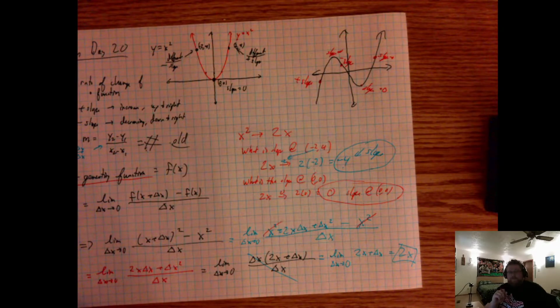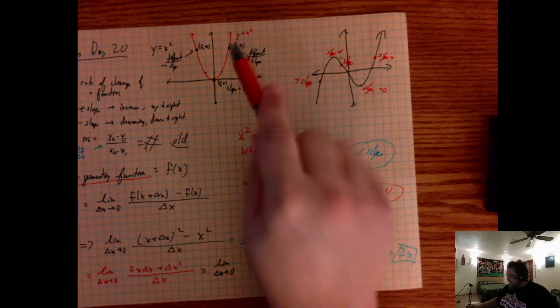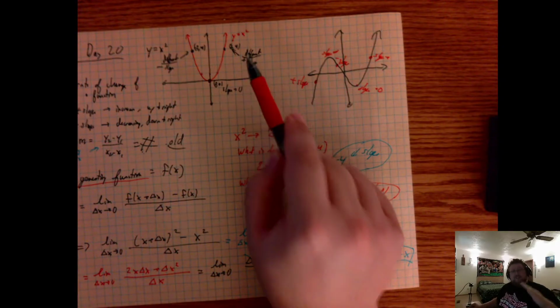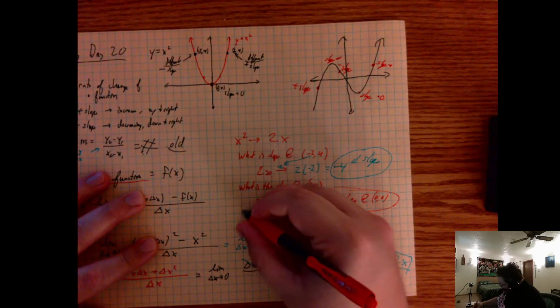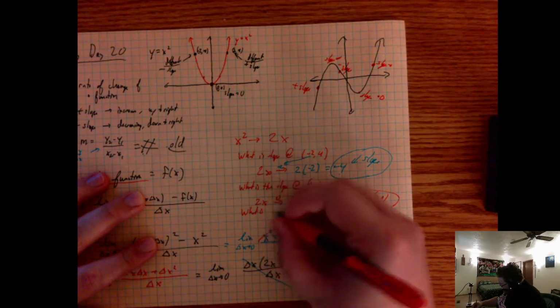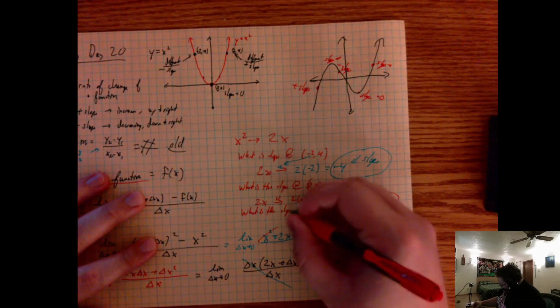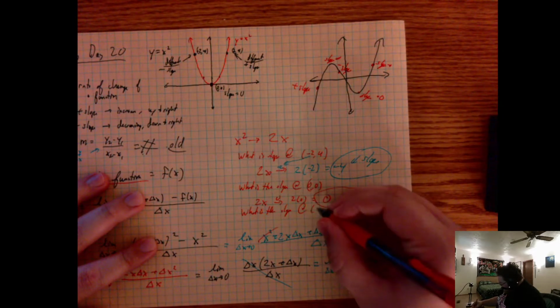Let's look at the third one. According to my picture, this should have a positive slope because it is going up over time. That makes sense. And it should make logical sense with the formula too. We should be able to get a positive answer that clearly represents what's happening at that point. Well, let's do it. So, what is the slope at 2, 4?